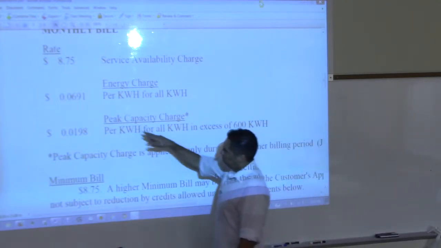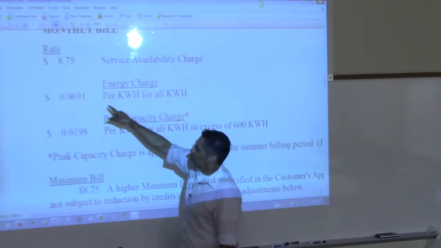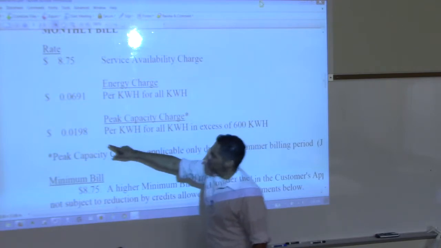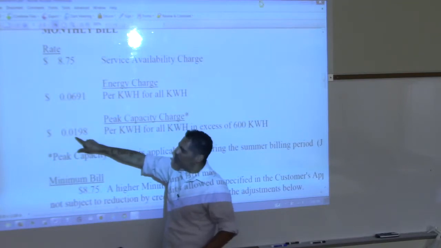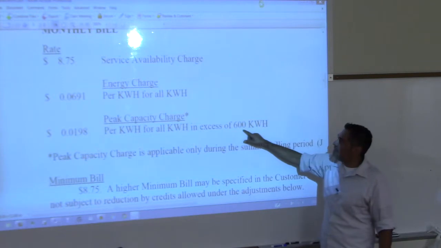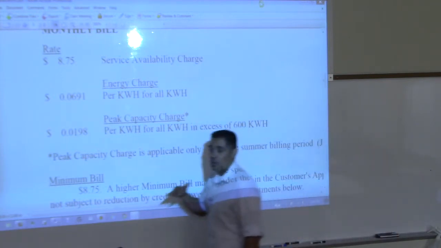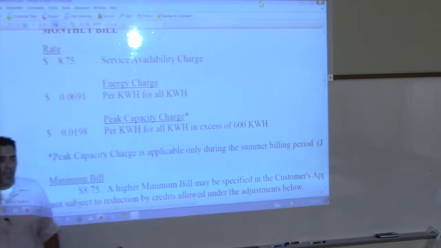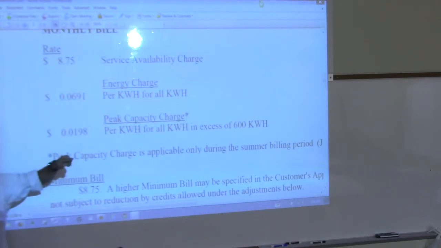Now, peak capacity charge, you're going to pay on top of that, what's this, almost 2 cents? Do y'all see that? 0.0198. You're going to pay about 2 cents per kilowatt hour for all kilowatt hours in excess of 600 kilowatt hours. So if you use more than 600 kilowatt hours per month, you're going to pay an additional 2 cents for every kilowatt hour over 600. All right?